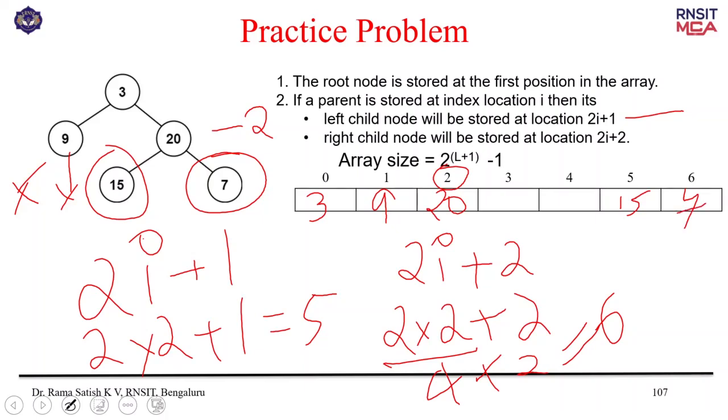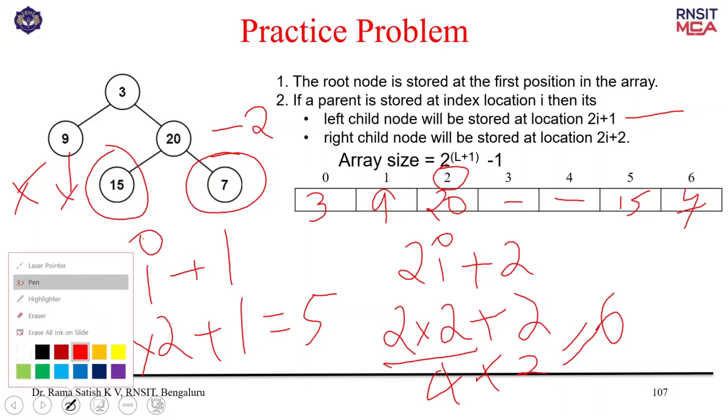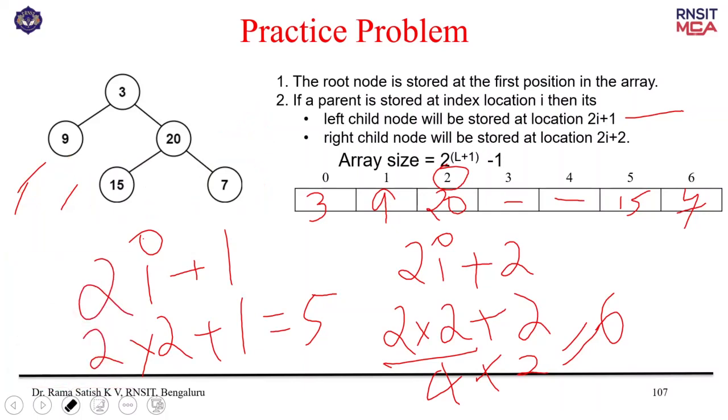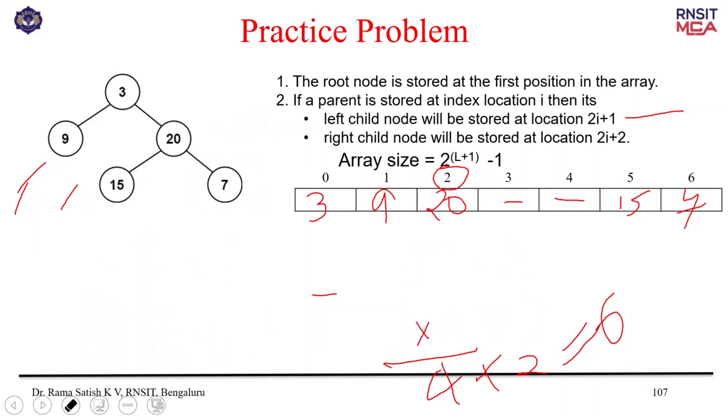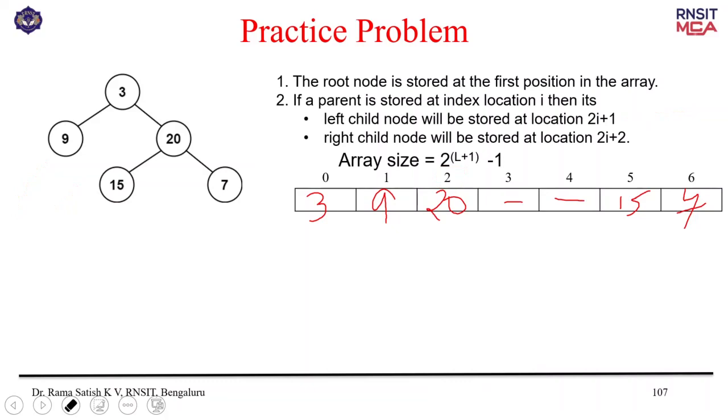Right. So what about 3 and 4? They are left blank. So this is how the representation of this particular tree is done. That is what you have to understand. They'll give the tree like this and you have to write the array representation. Same thing I'll give you as an assignment, not tomorrow, on Friday. So you have to do a problem like this and submit it.